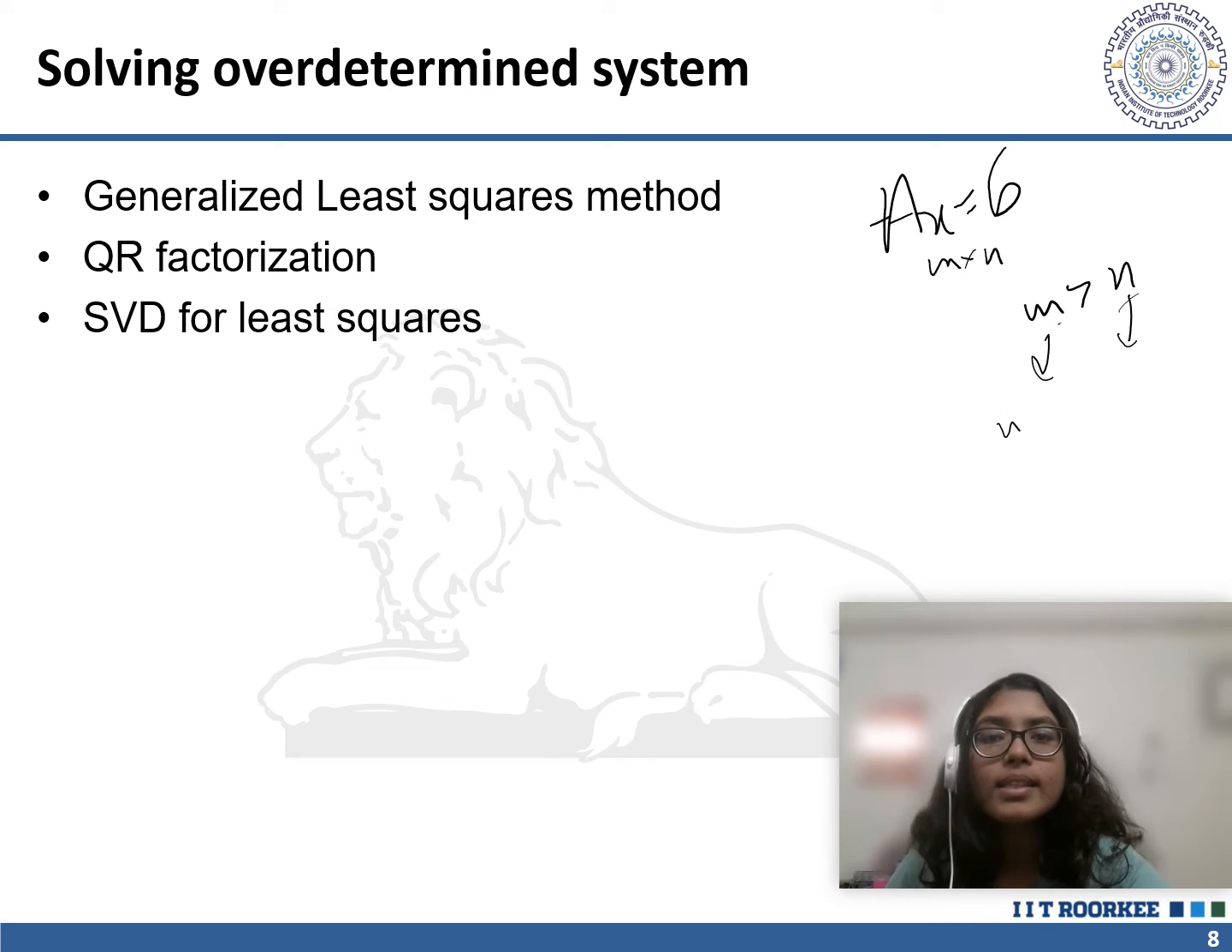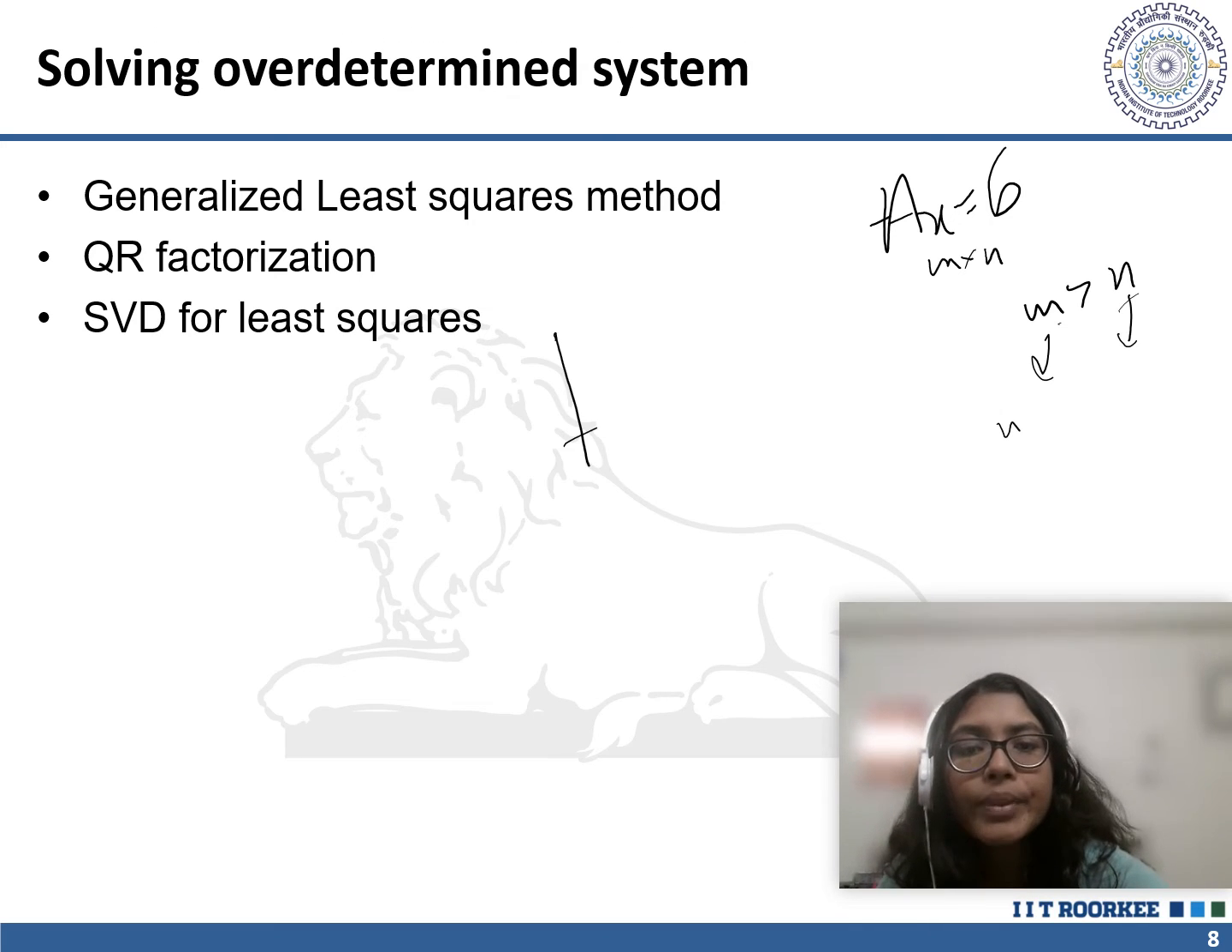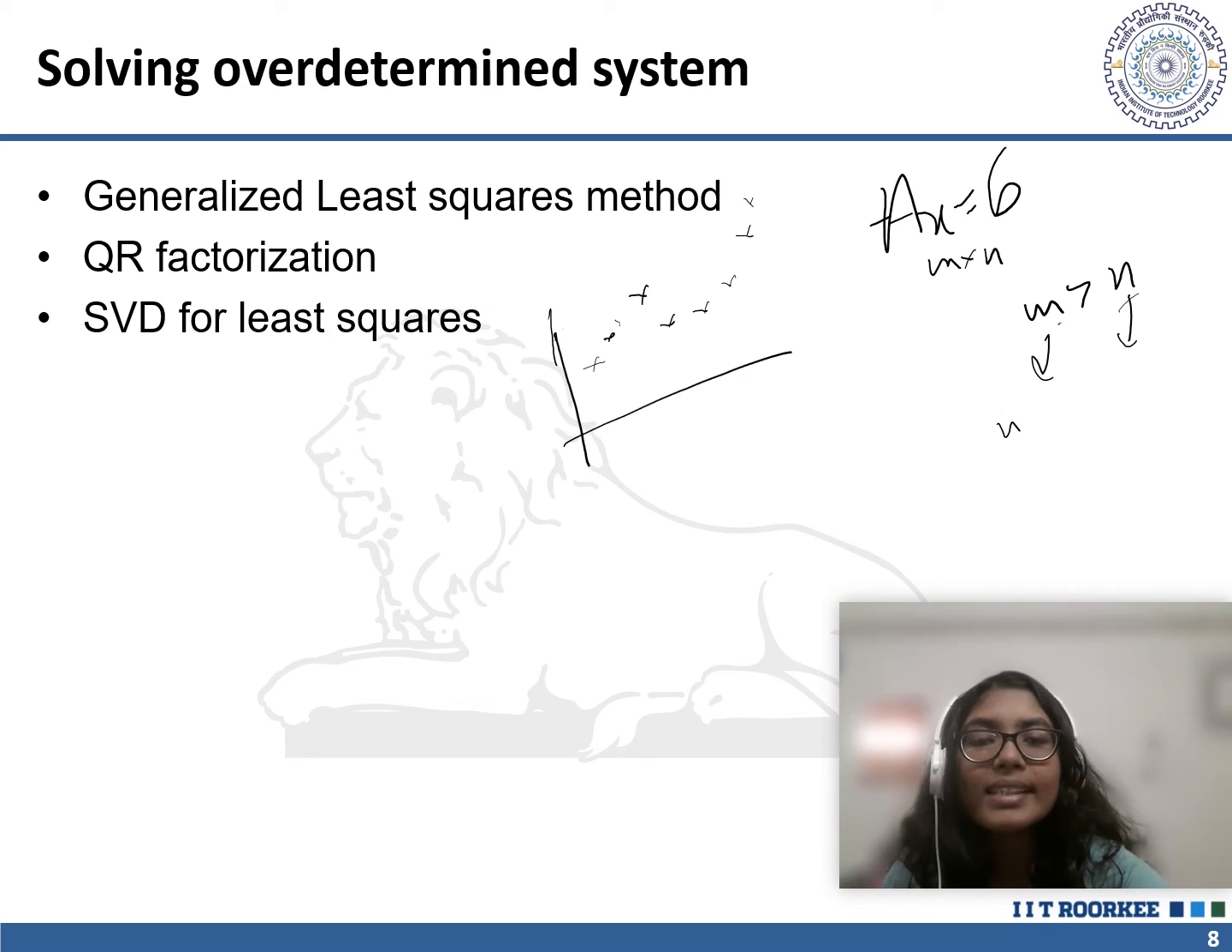You mostly come across this case in some ML applications, where it includes data fitting. Say we have a training data set like this, and you need to fit this. Actually, this example seems slightly easy, but generally you have more complicated methods.